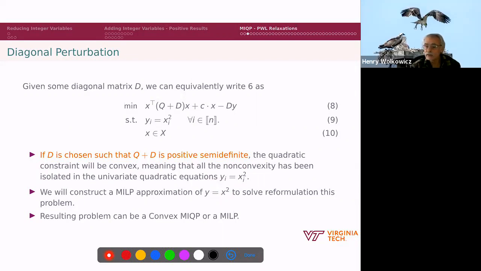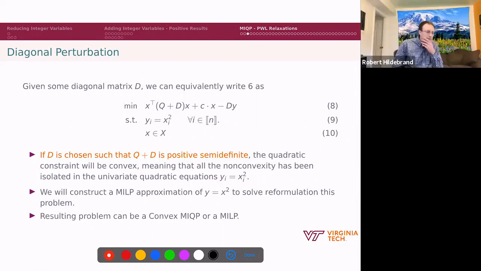So you can say things like the best D to make Q plus D positive semi-definite, subject to the diagonal of D being a constant. You can prove theoretically that that's the same as trying to find the best lambda such that Q plus lambda I is positive semi-definite. So you're looking at the smallest eigenvalue. Okay, so you're saying that we only need one.